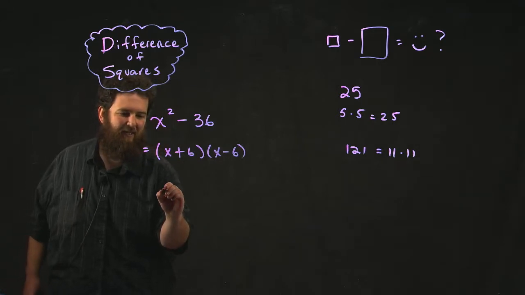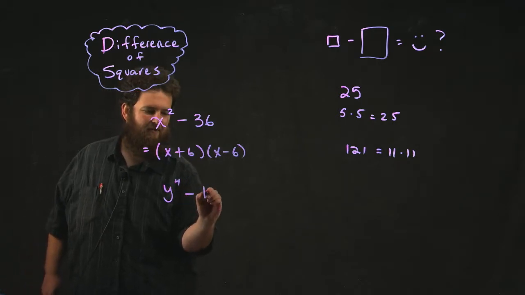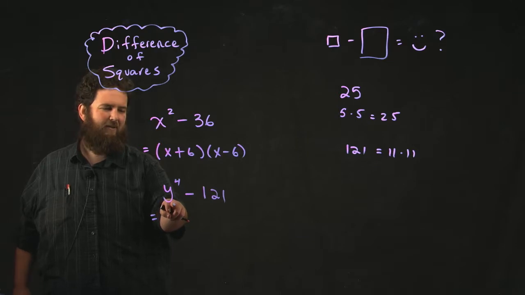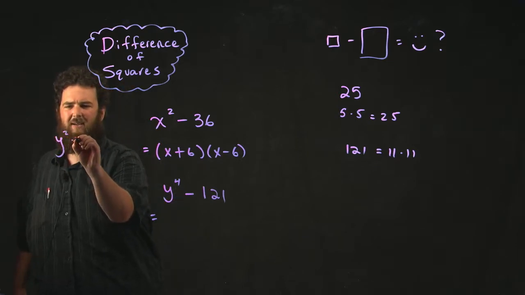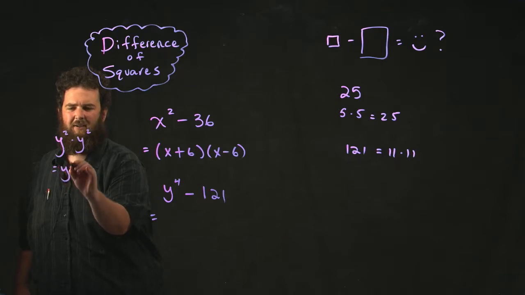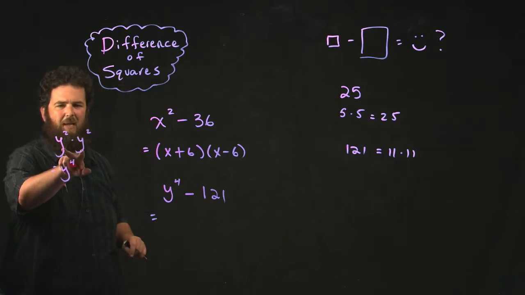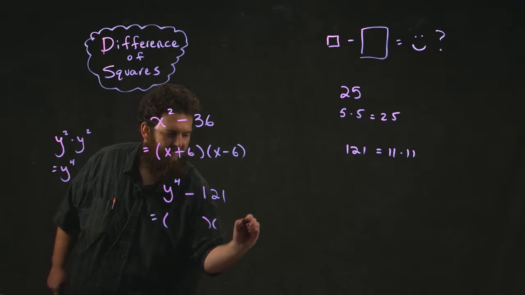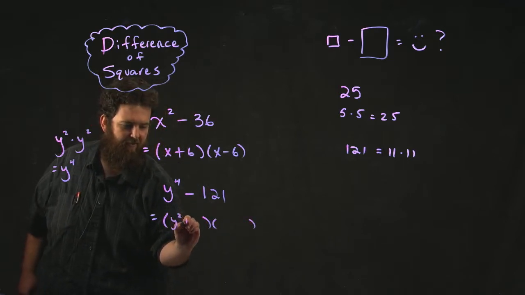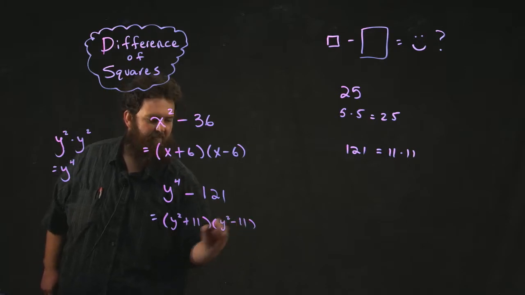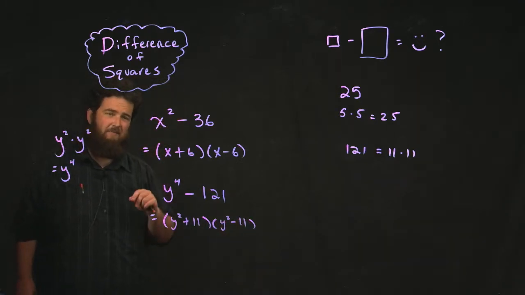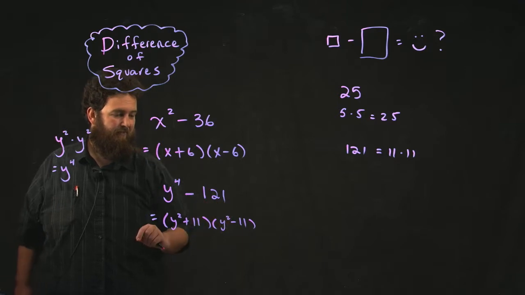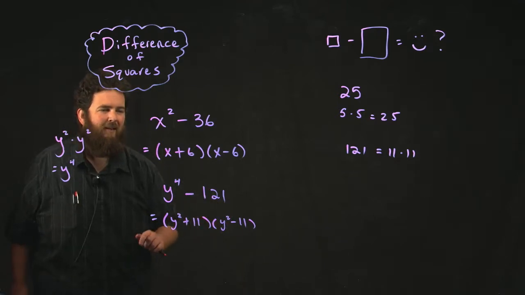So check this out. Maybe we want y to the fourth minus 121. Well, what's the square root of y to the fourth? Oh, well, y squared times y squared is y to the fourth, right? Because if we have the same base, we add the exponents. So I could break this into my two pieces here: y squared plus 11, y squared minus 11. If you don't believe me, pause the video and go ahead and use your FOIL method or your distributive property over addition and check that these actually are equal. I think you'll be pleasantly surprised.